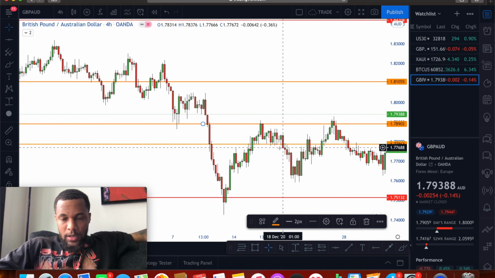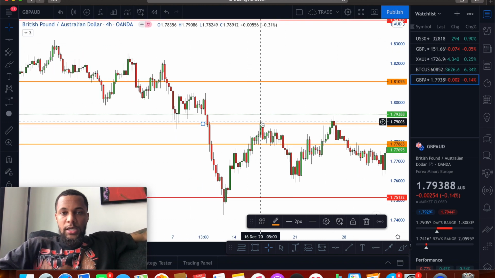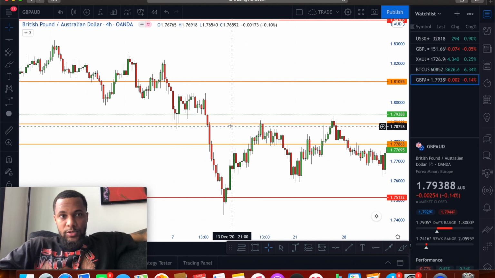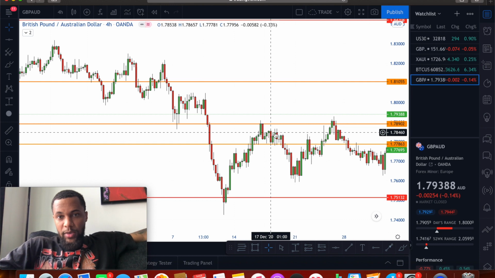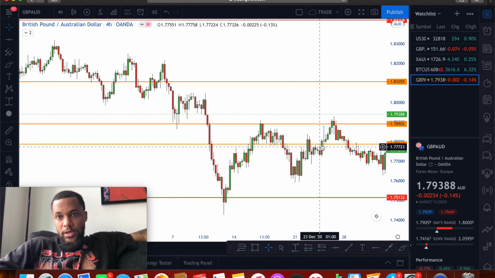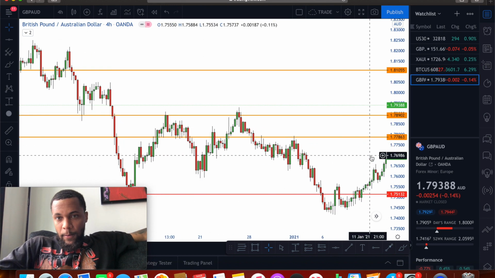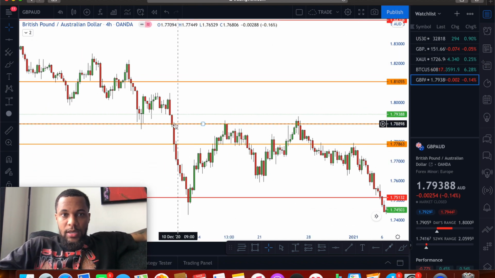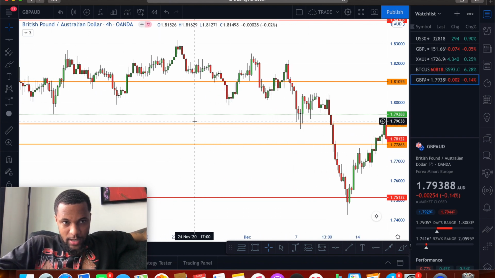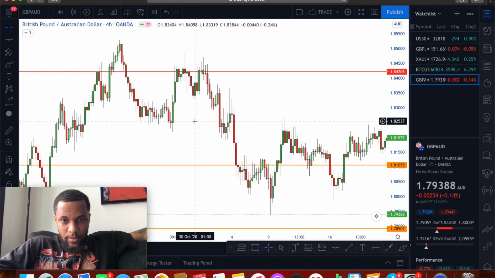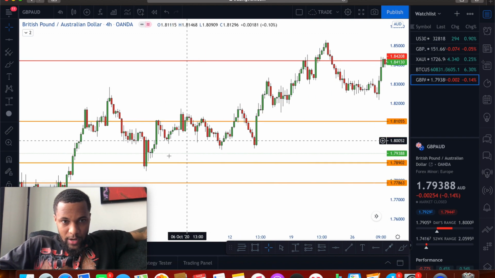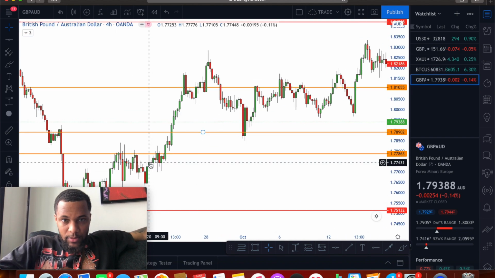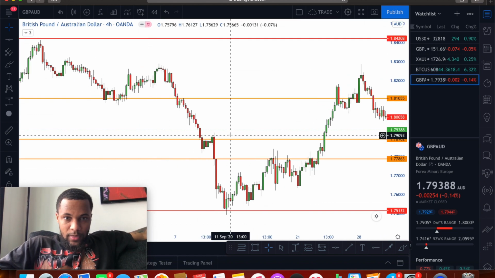So right here, you see it's resistance, right? This one line is resistance on your 4 hour, based off where price is. But if you come in the past, this same resistance acted as support right here. Boom, support. Let's go a little further back. Support. The same line.